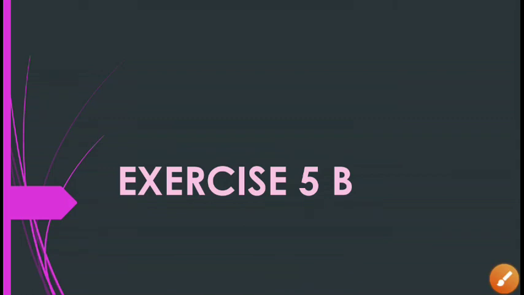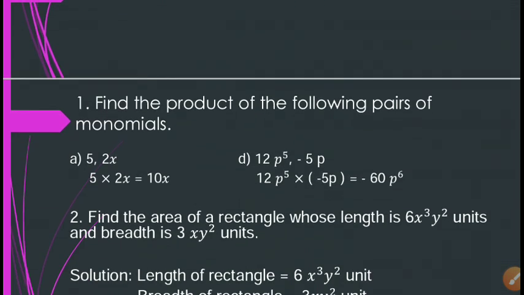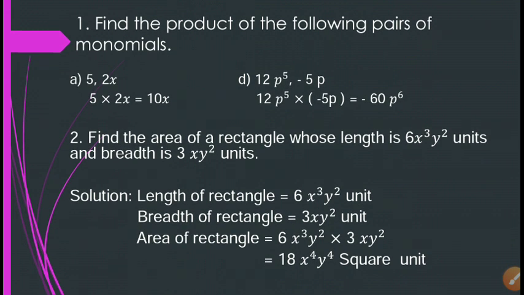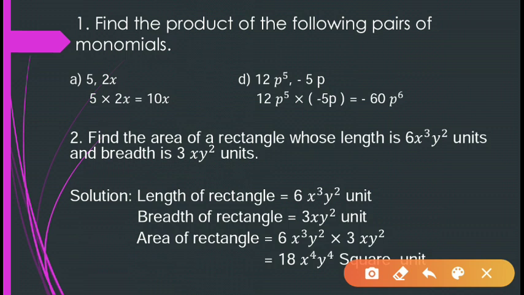Hello my dear students. In our previous video, we completed exercise 5A and today we are going to start exercise 5B. In our previous exercise, we studied how to add and subtract algebraic expressions. In this exercise, we will study how to multiply algebraic expressions. So let's begin. The first question is: find the product of the following pairs of monomials.